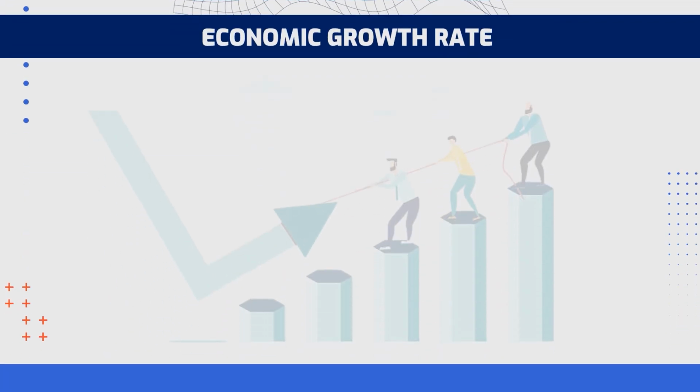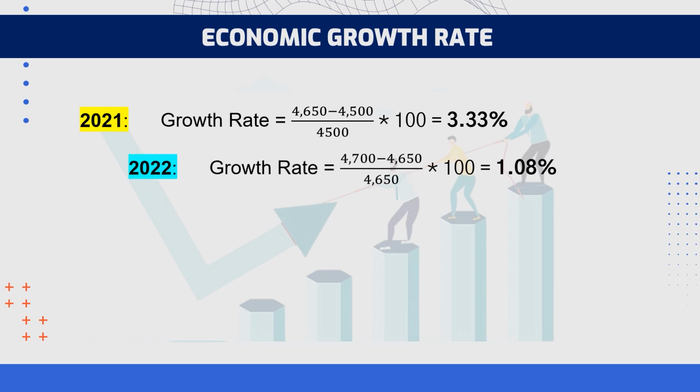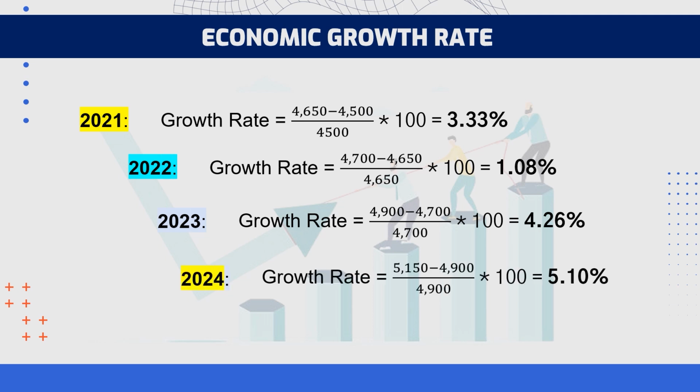So applying the formula, we receive the data for 2021, because it's impossible to receive the data for 2020 because there is no data for the previous year. So that's why the first year we can determine the economic growth rate for is 2021. As you can see, the economic growth rate was 3.33%. 2022 is 1.08%. 2023 is 4.26%, and 2024 was marked by the economic growth rate of 5.10%. As you can see, the highest economic growth rate was observed in 2024.